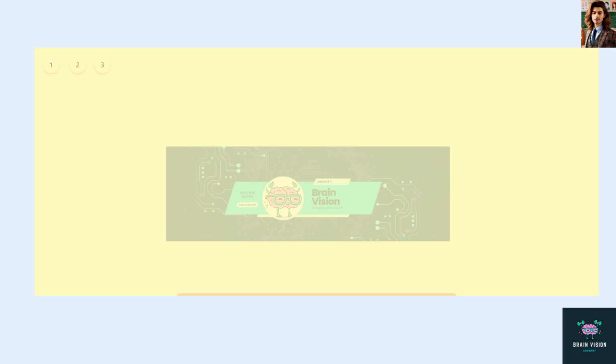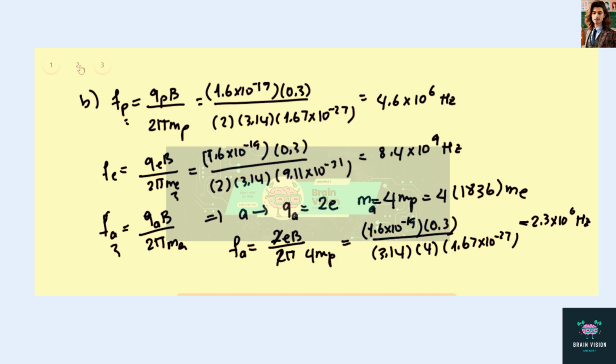Now, comparing the results, you can tell that the frequency of an alpha particle is basically half of the frequency of the proton, right? Because we had found the proton's to be 4.6 and now the alpha particle's is 2.3, exactly half.